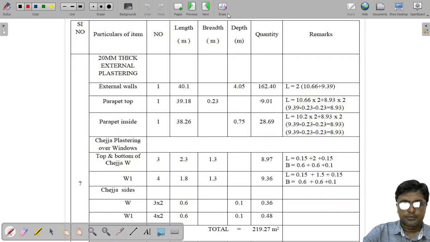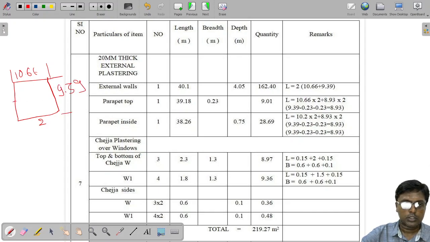Okay, first external walls. External walls is simple. We have the building as this. So this is 10.66 out to out, 10.66 into 2. This is 9.39 out to out into 2. So 10.66 plus 9.39, both doubled, will give us 40.01. This is the length.